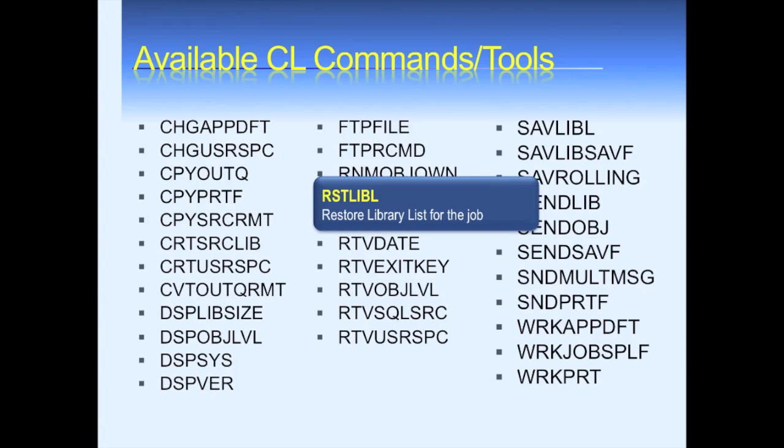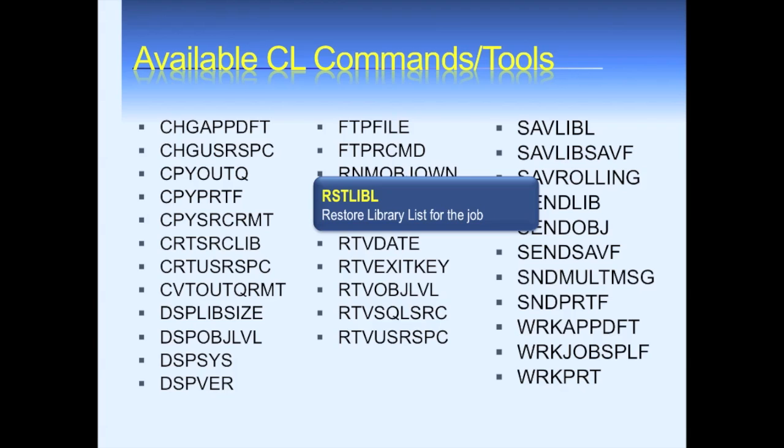Save and restore library list commands allow you to save a library list, including the current lib, the product lib, and the user portion of the library list, and then restore it at some point. Now, this doesn't mean save to tape. What it does is it saves it actually to a user space in QTEMP and then restores it from that user space in QTEMP.